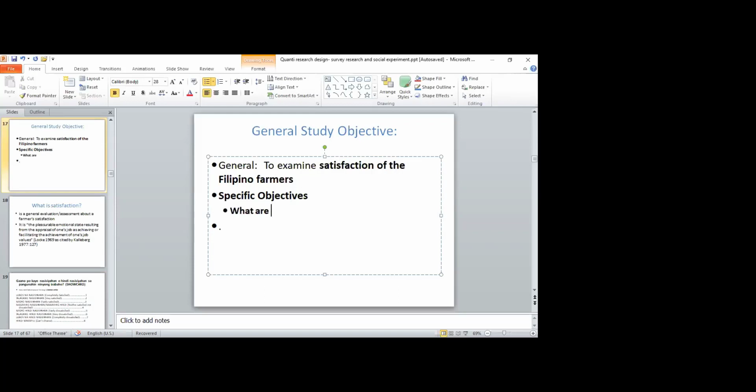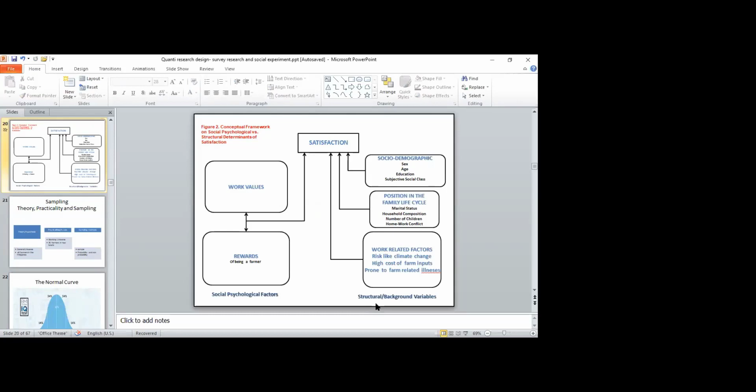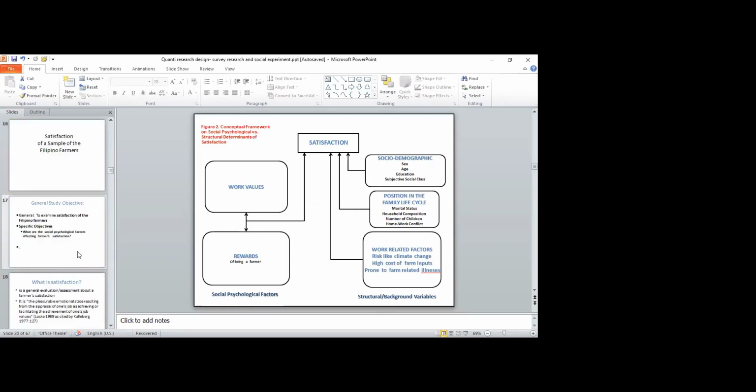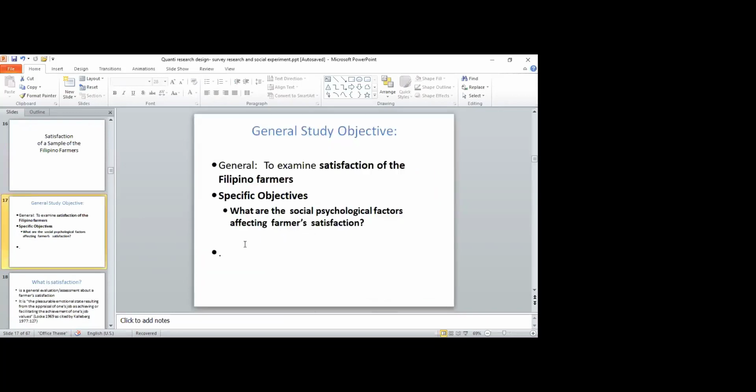What are the social psychological factors affecting farmers' satisfaction. Right? Then that is a specific objective aside from this. The other one is, give it to me. The structural background, structural background variables. These are the ones. Okay? So we form that into a question again. All right? What is that question again? Give it to me. Dictate it to me, please.